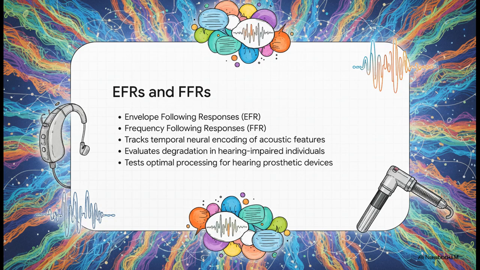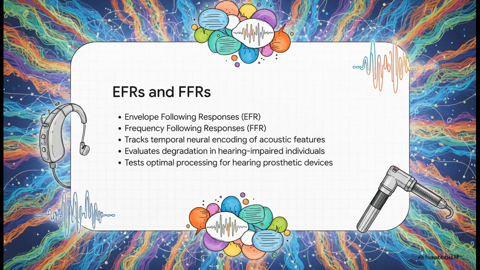Imagine presenting speech syllables like ba and da, and being able to record a sustained brainstem response that literally mimics the fundamental frequency and harmonics of that exact speech sound. We can use this to evaluate how hearing impairment degrades the neural encoding of speech. And even more exciting, we can use it to test and fine-tune the signal processing algorithms inside hearing aids and cochlear implants.